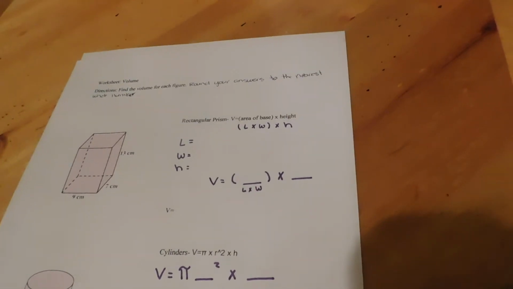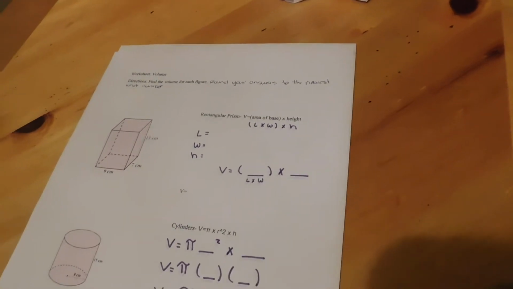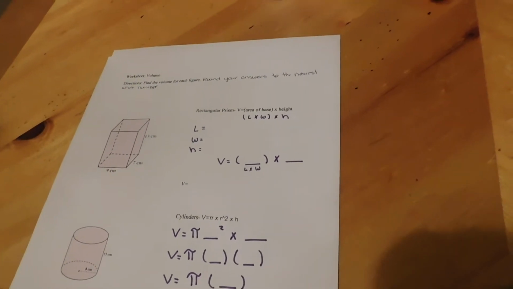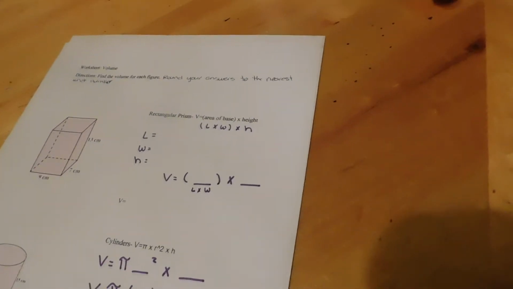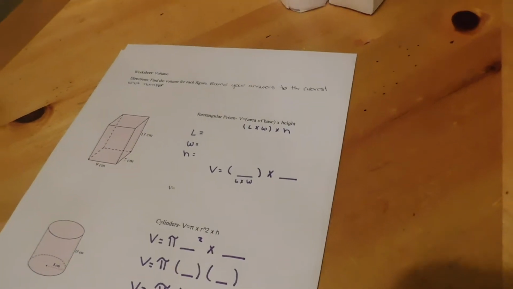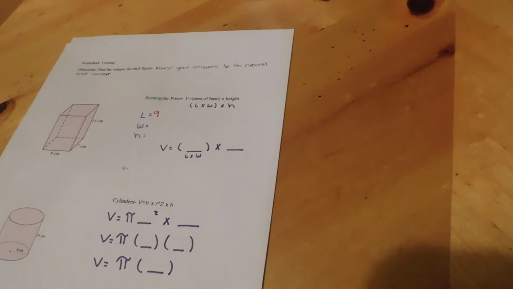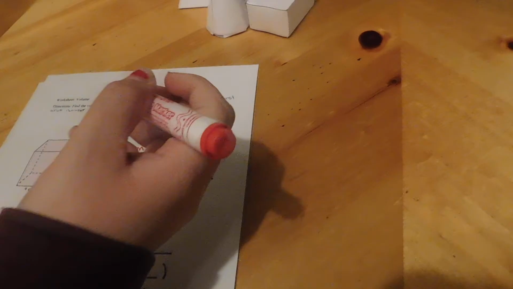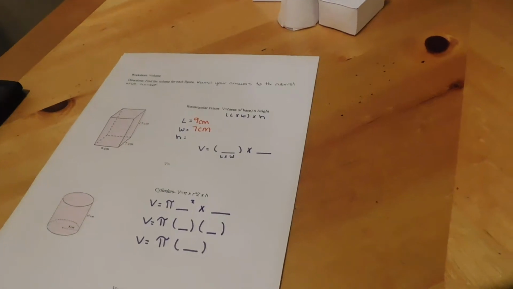You'll need to let the students know that they need to identify the length, the width, and the height, and make sure they understand the formula. For this formula, we need to find the area of the base. To find the area of the base, we're going to take the length and the width of the base. What is the length? Good. What is the width? Good. What is the height?